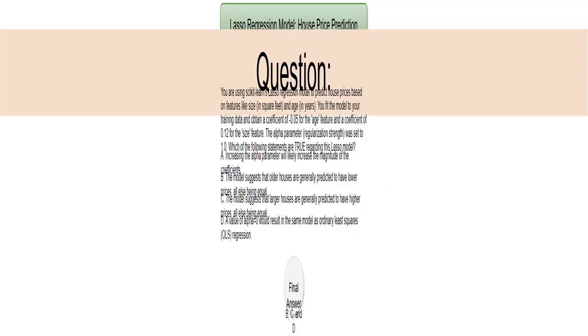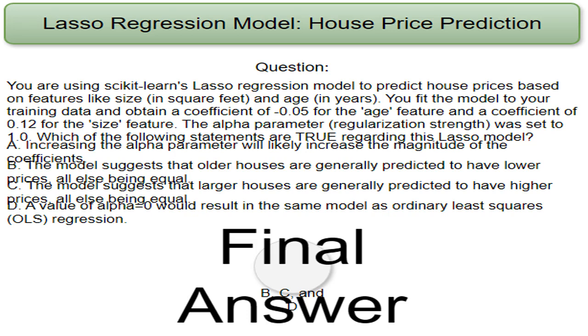Actually, increasing alpha decreases the magnitude of the coefficients. Alpha controls the regularization strength. A higher alpha means stronger regularization, pushing coefficients towards 0. The final answer, considering the analysis and interpretations of the given statements, is B, C, and D. I'm confident in this conclusion.